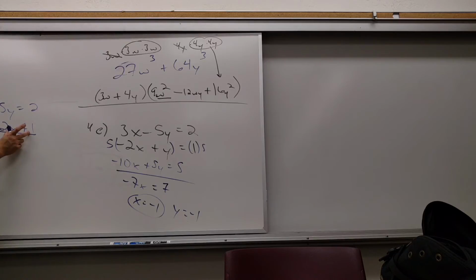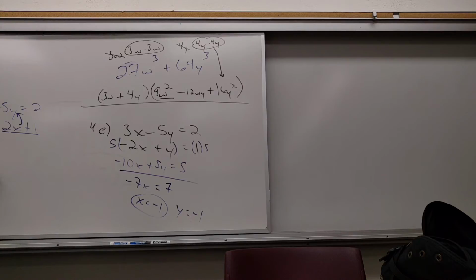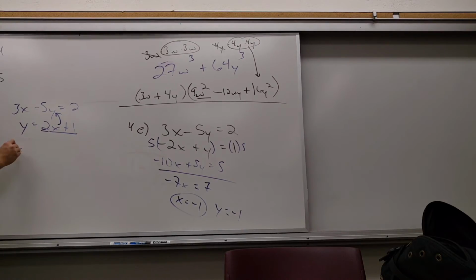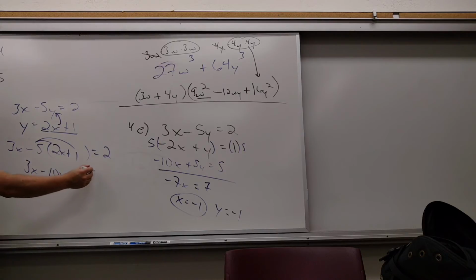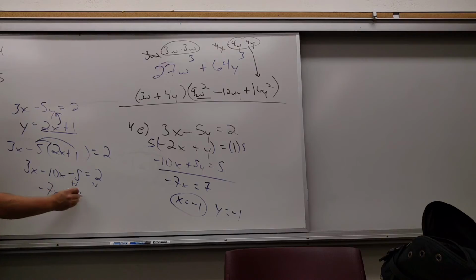So if you take this piece of information and plug it into the other piece of information, together they'll tell you something. So then I get 3x minus 5 times (2x plus 1), because I know that y is this, so I can just replace y with it. So 3x minus 10x, minus 5. Negative 7x equals 7, so x is negative 1.